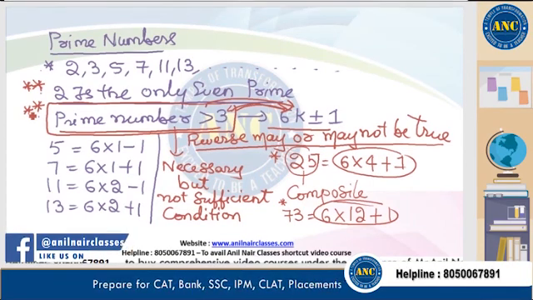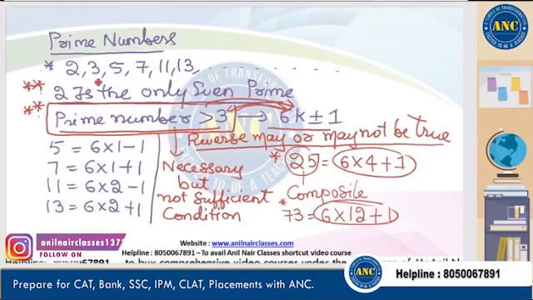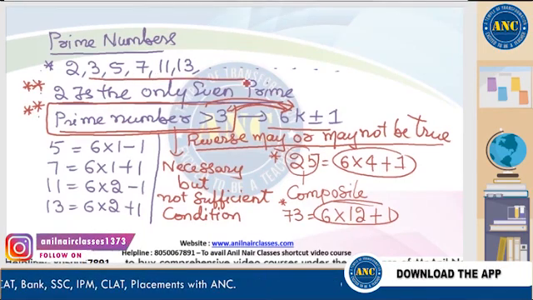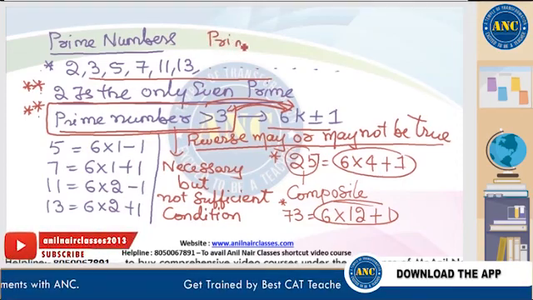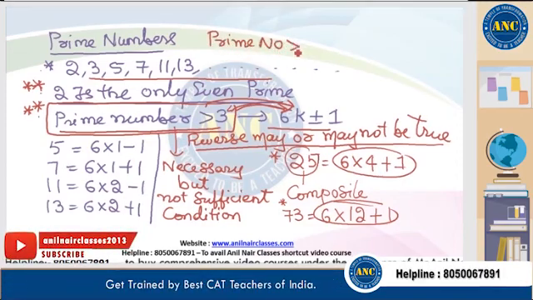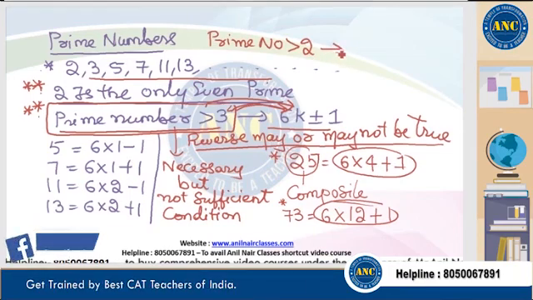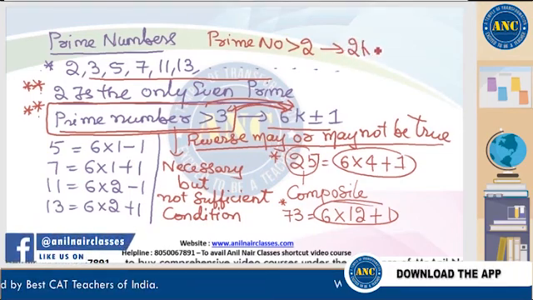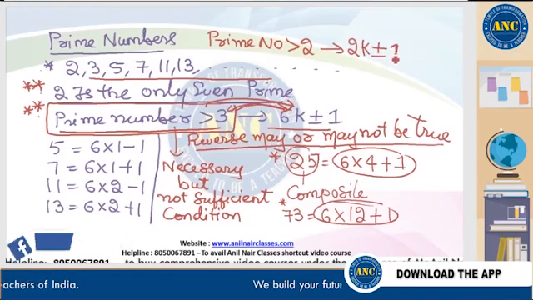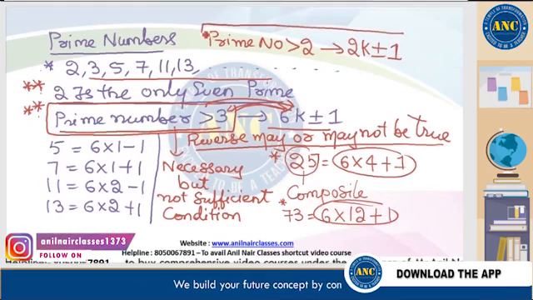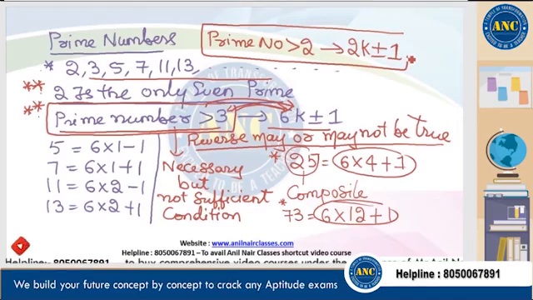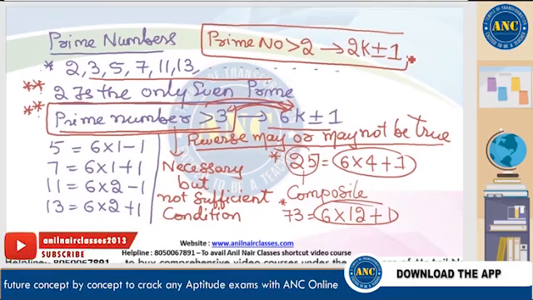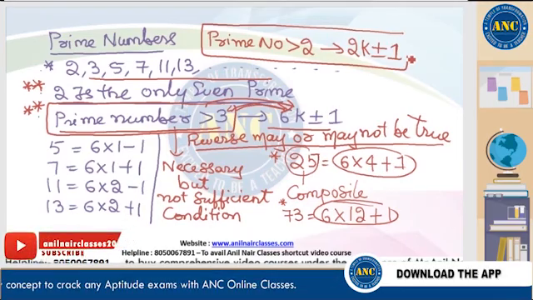You might ask me a question, sir, if you observe other than 2, all the remaining numbers are odd numbers, can I also say that every prime number greater than 2 is of the form 2k plus or minus 1? Why is it 2k plus or minus 1? Because other than 2, all the numbers are odd numbers. Every odd number can be expressed in the form of 2k plus 1 or 2k minus 1.